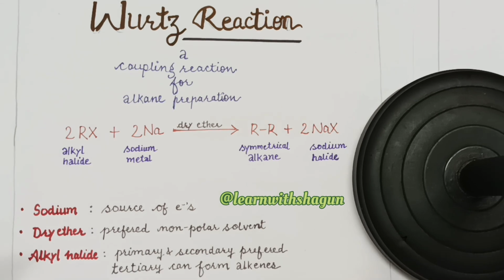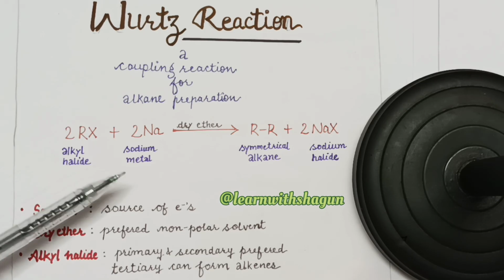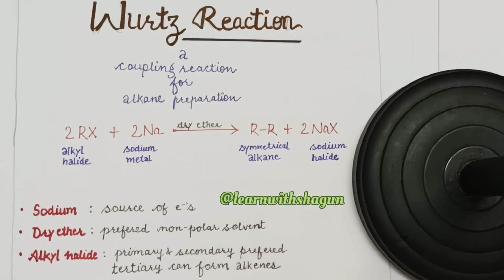Okay, so let me tell you something. There is a purpose of taking everything which we have taken over here. So let us look into why this specific kind of thing is used in this reaction. Sodium is being used because it's a good source of electrons, because it ionizes, right? Now, if we have used sodium right here, that's why we need to use dry ether.